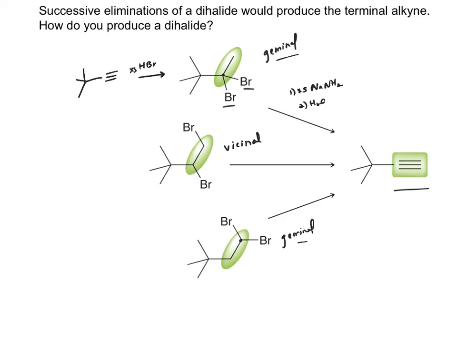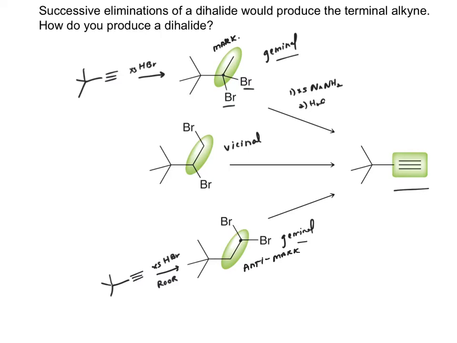We could have also generated the geminal dihalide via a different hydrohalogenation reaction, right? So again, if we had excess HBr, but now this guy instead was in the presence of peroxides, this would have given us the anti-Markovnikov geminal dihalide. This guy would have given us the Markovnikov geminal dihalide, right?